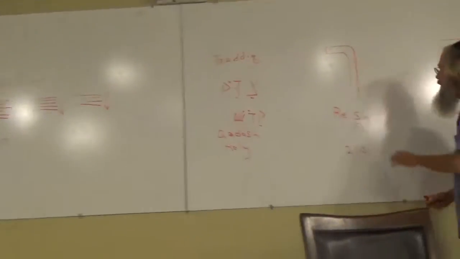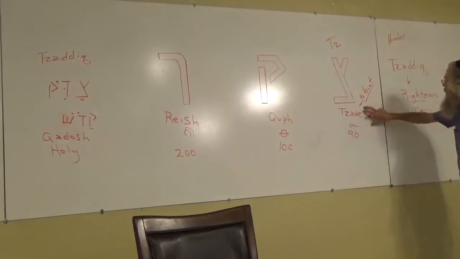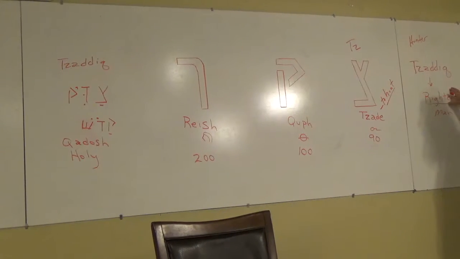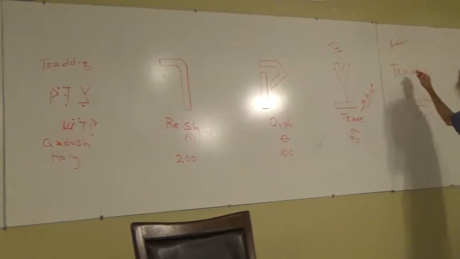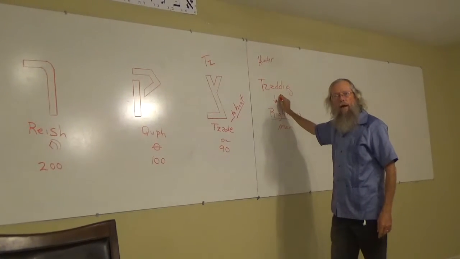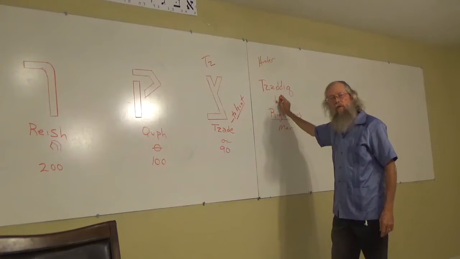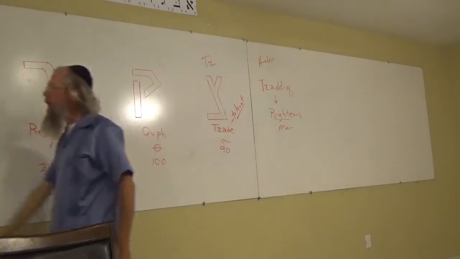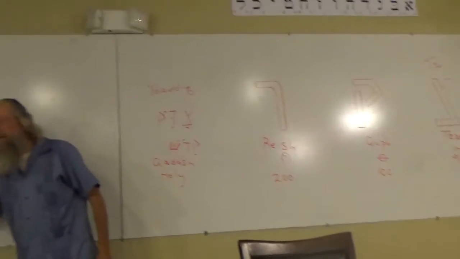So, you take the quph and you add it to the tzaddik, and you come up with the tzaddik. You take a man, you put holiness in him, and now you have a tzaddik. You have a righteous man. How do you make a man holy? You line him up with God.